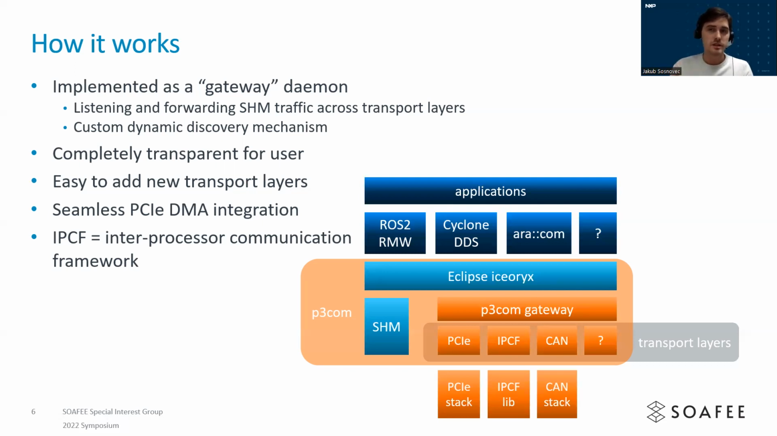Now, this is very useful because it's completely transparent for the user. The user can just keep using the usual Iceoryx API, and maybe a library on top of Iceoryx, such as Cyclone DDS, and they just need to make sure that this gateway daemon is running in the background, and it will then automatically start using the transport layers added into the gateway daemon. So this really enables completely standard API usage, no changes required on the application side. It's very easy to add new transport layers, as I already mentioned.